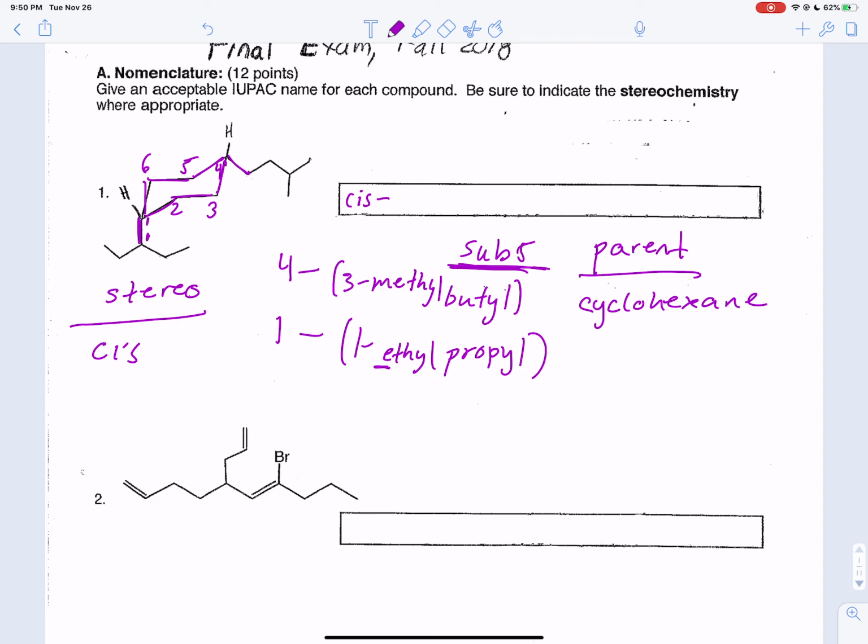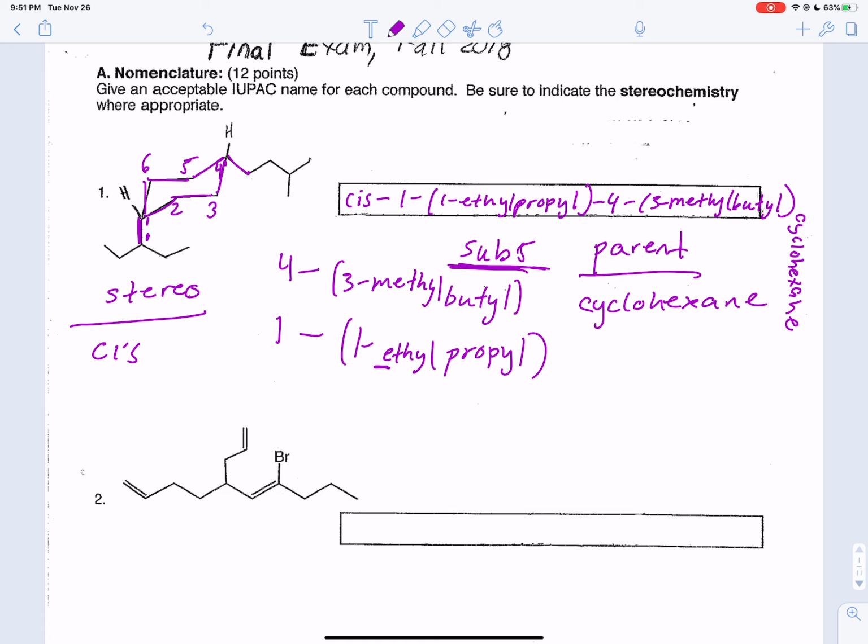So 1, propyl, right? We're going to a number, so we put a dash. Right? Close parentheses, and then of course we're going to end up with the cyclohexane. Just like that. Okay? Any questions?